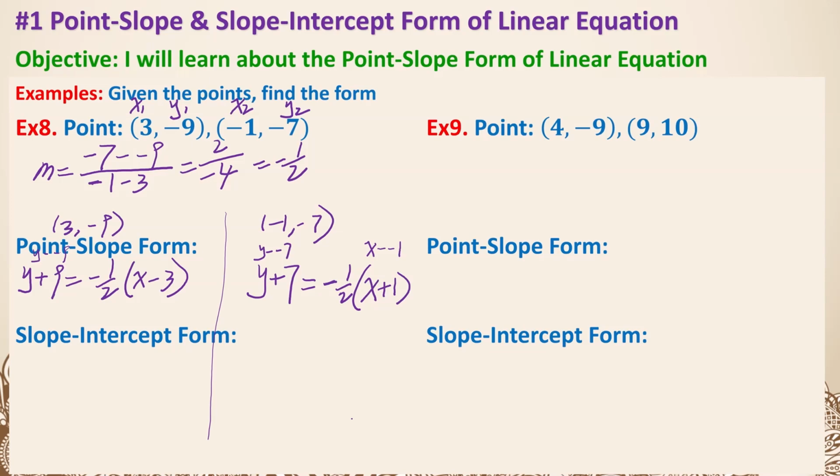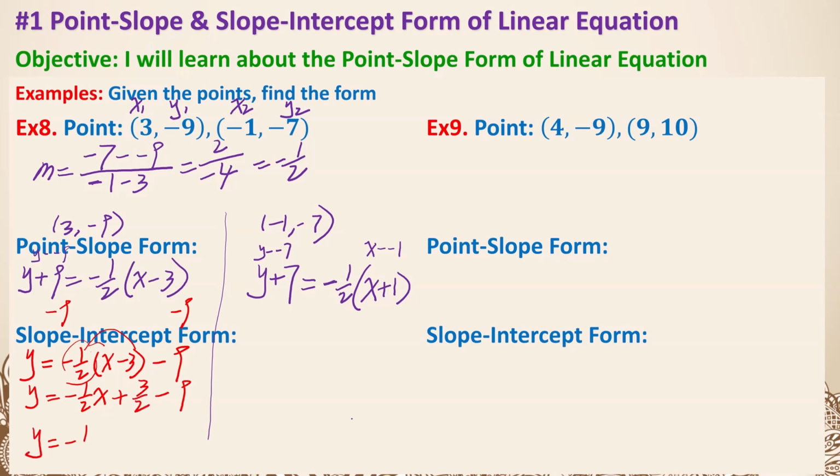Okay, I chose to write both because now I want to show you what is going to happen when you try to change them into slope-intercept form. Let's say the first one, I need to subtract 9 to the other side. We're going to get y equals -1/2 times x minus 3, then minus 9, which is y equals -1/2 x. -1/2 times -3, don't forget to distribute, is a positive 3/2, and then minus 9. Simplifies to be -1/2 x, positive 3/2 minus 9, which is like minus 18 over 2. So it's actually minus 15 over 2. That is if you use the first point.